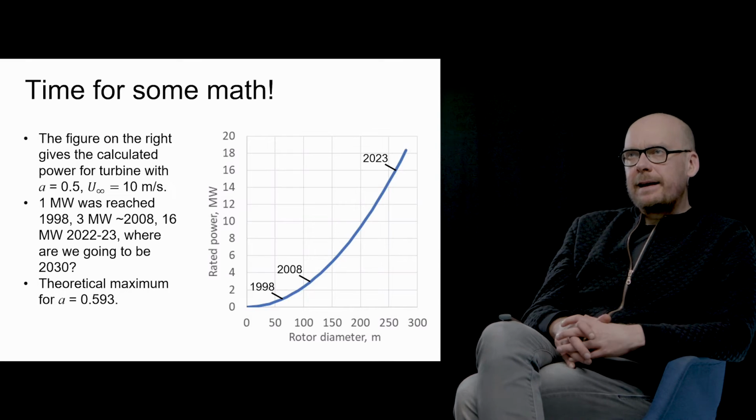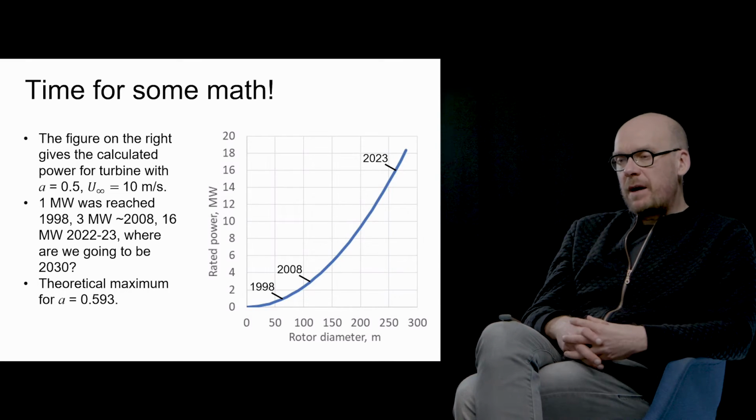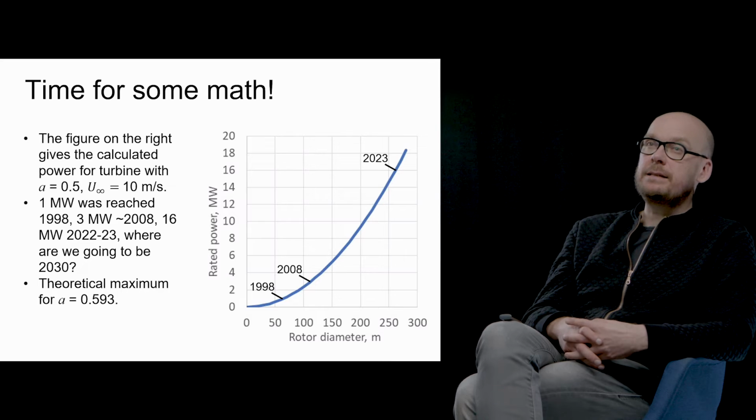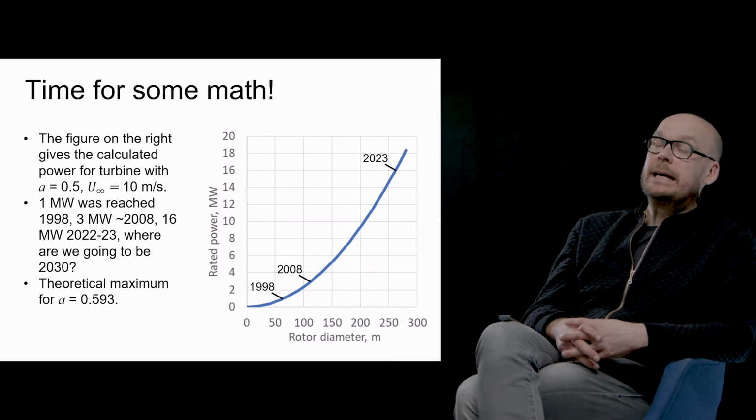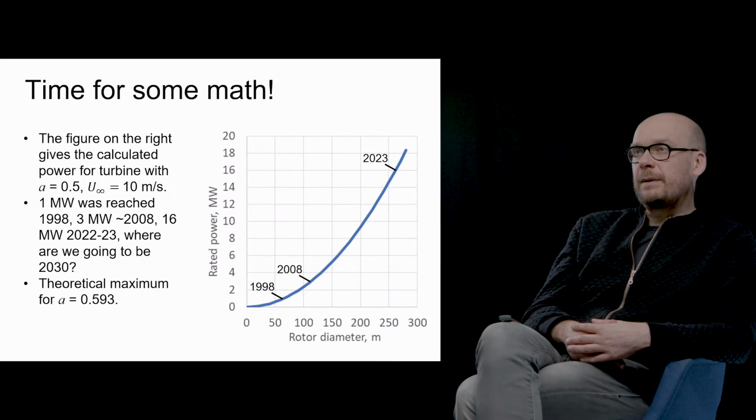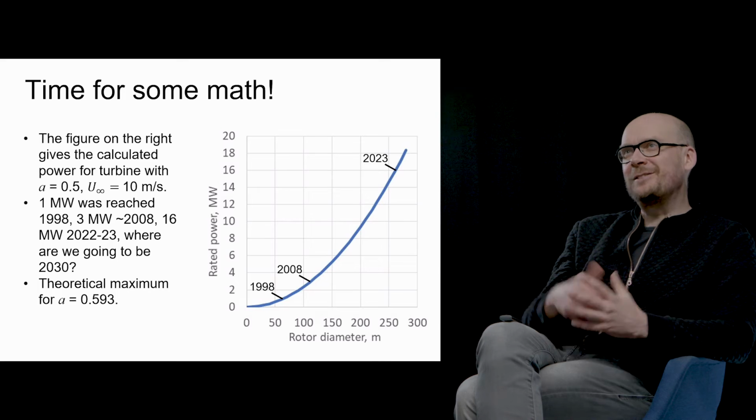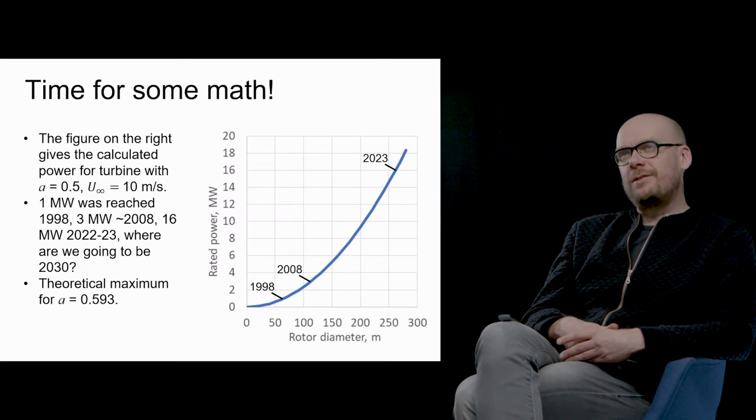And just lastly, the theoretical maximum for these turbines is 0.593, and this is called Betz's limit, but this is something that I'm not going into details of. You need to come to the university to study this further.